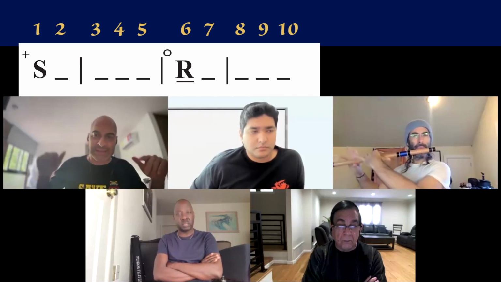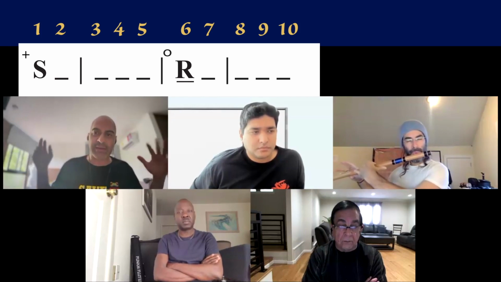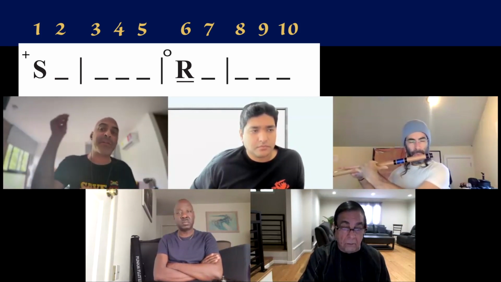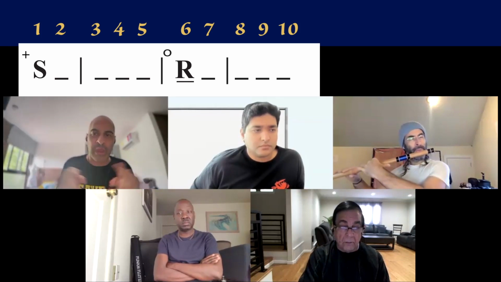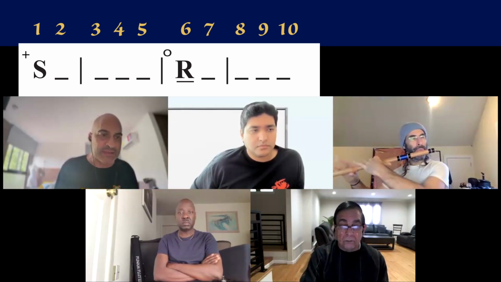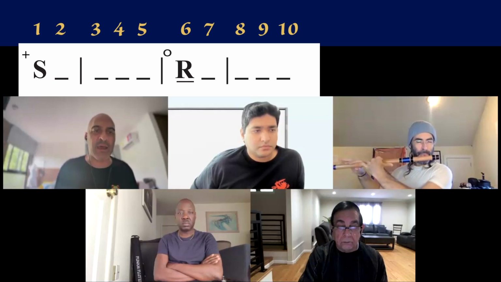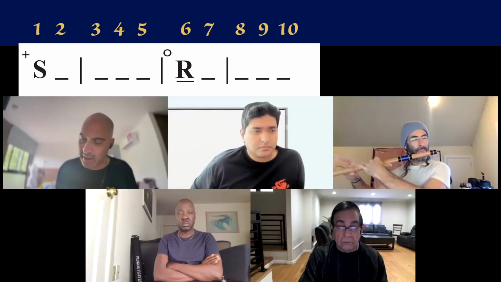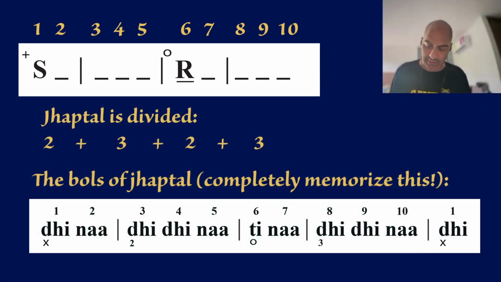It's sum. D na D D na T na D D na sum. Okay, so we're with the tabla player who has their own composition that they're following, which is D na D D na T na D D na, which is, hey, it's already there. D na D D na T na D D na sum 2 3 4 5 Kali 2 3 4 5.